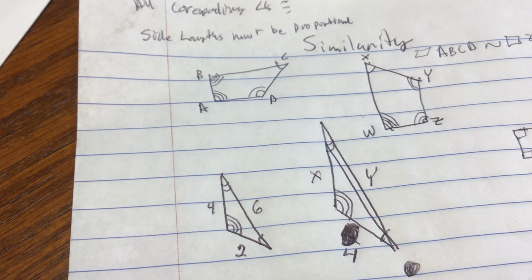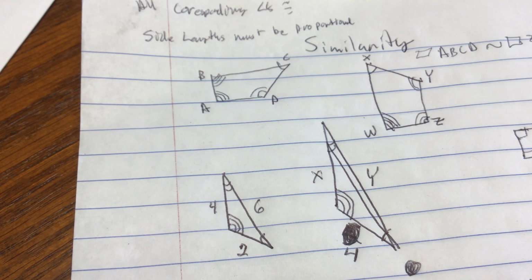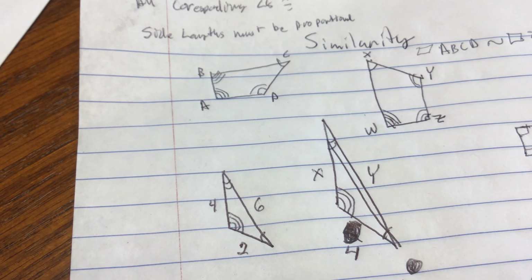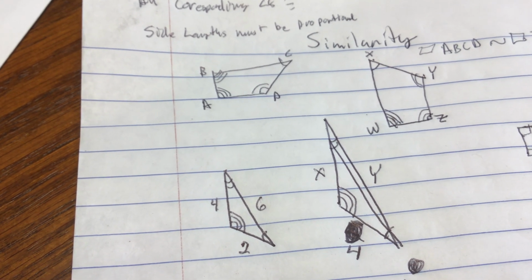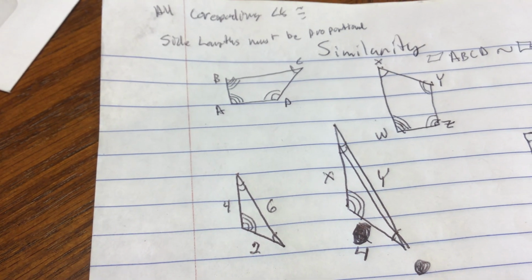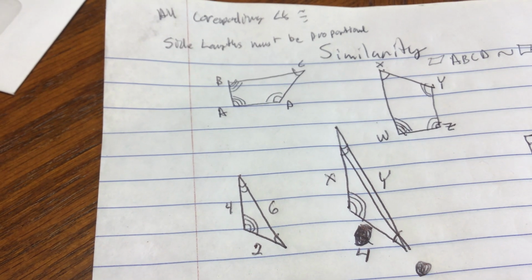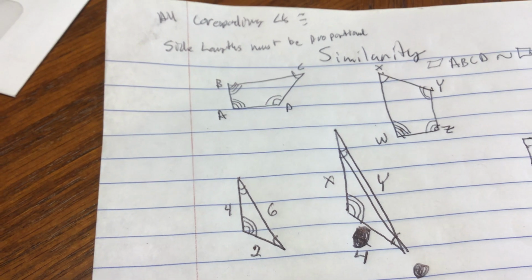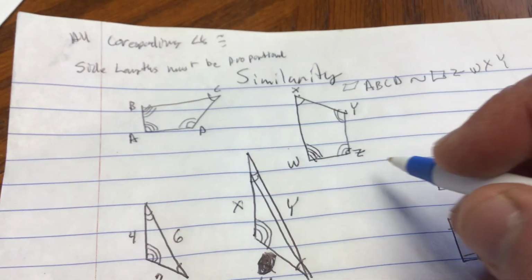Top of both figures, the angles are congruent. Bottom right of both figures, the angles are congruent. So therefore I know those two figures are similar. Now I have to set up the proportionality to solve for X and Y. So I'm going to set up some proportionality over here to the side.